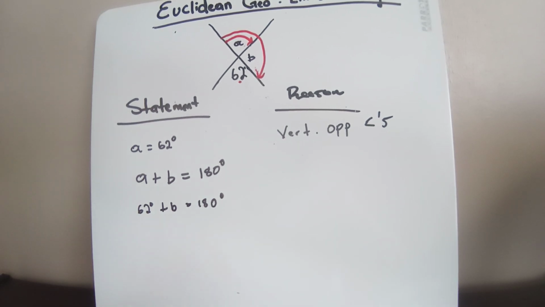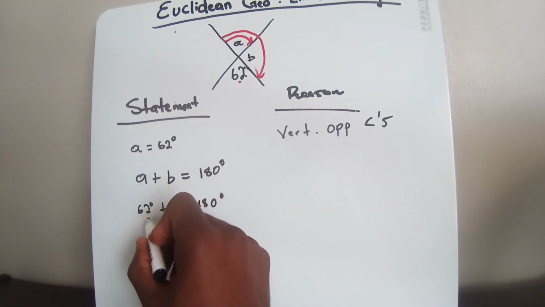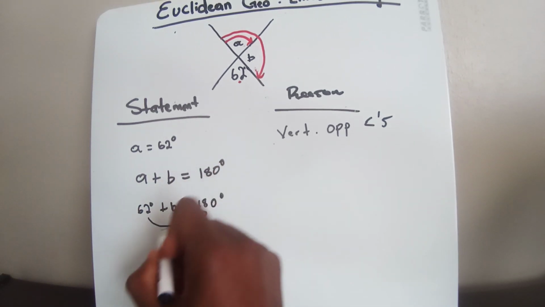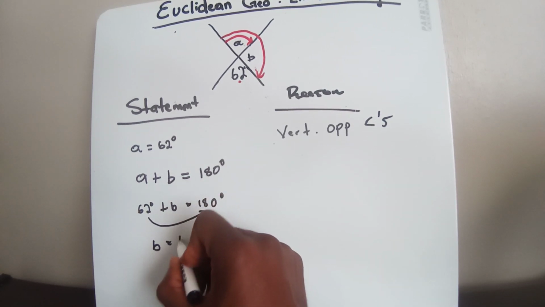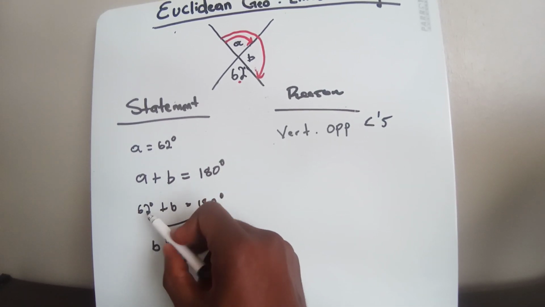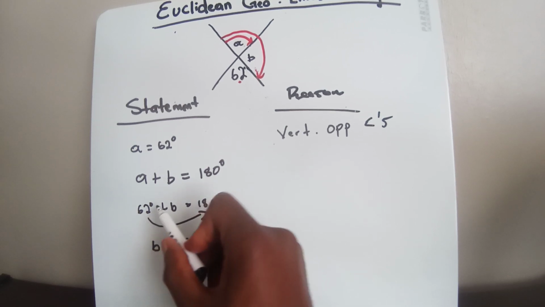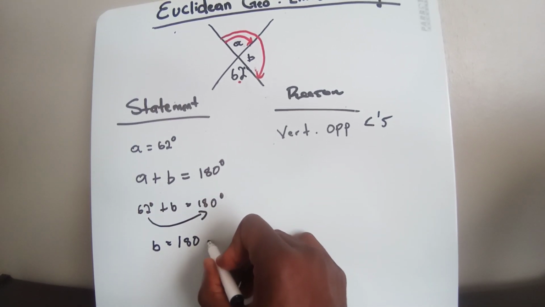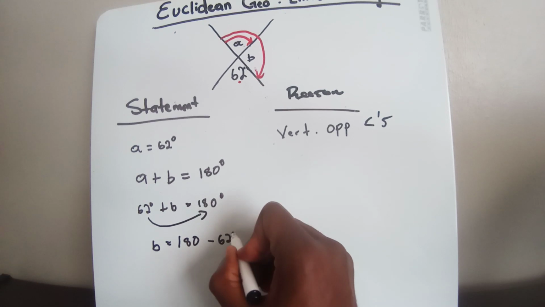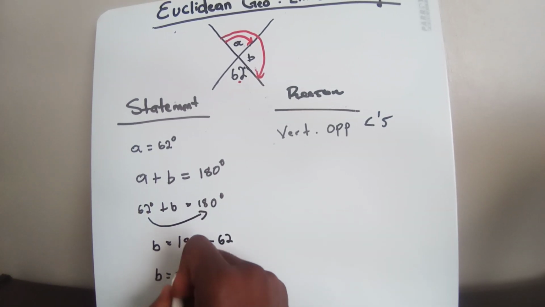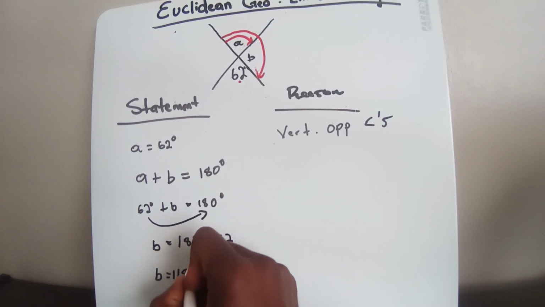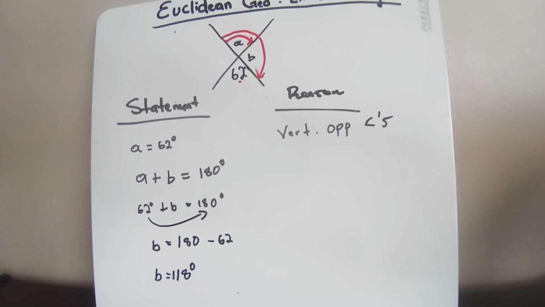So from there, I will then have to transpose this number, 62 degrees, to this side. Then I'm going to have B equal to 180. When I transpose, notice that it is positive, it's going to change the sign to become negative 62 degrees. So my final answer is going to be B equals 180 degrees minus 62 degrees.